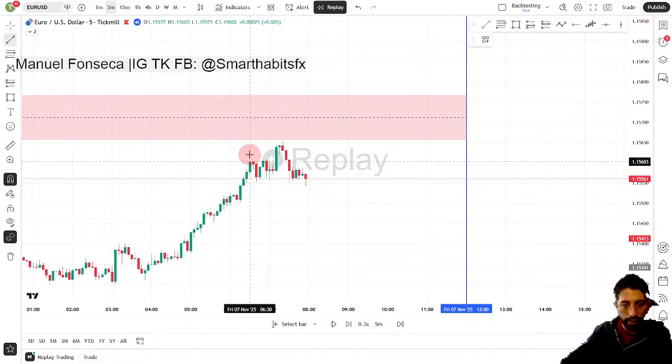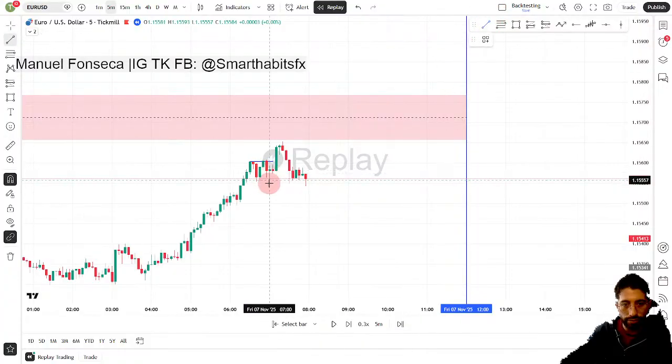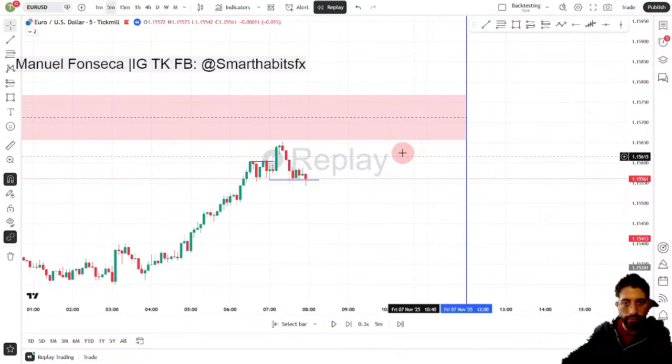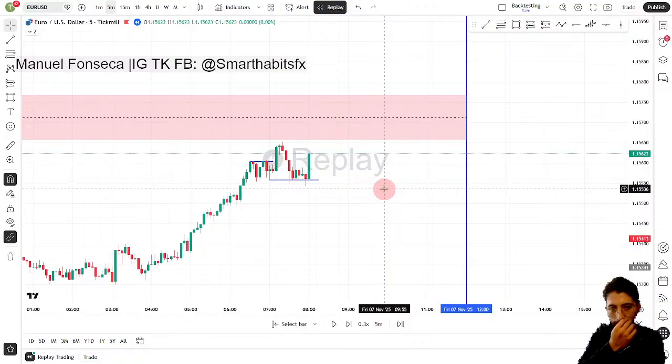We have here a liquidity grab, and now we have here a breakup structure. Not yet, right? So let's wait for the pattern of confirmation. And once we get the pattern of confirmation, we can enter.